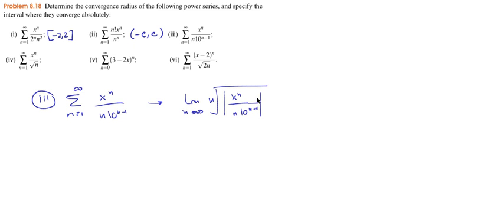So this is the test for absolute convergence, and this is the limit when n goes to infinity of the absolute value of x divided by the nth root of n, which is 1, and the nth root of 10^(n-1) is 10. So that's already the limit computed, and this has to be smaller than 1. So the series is convergent in (-10, 10).